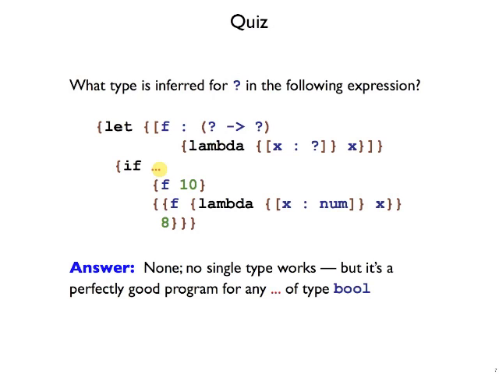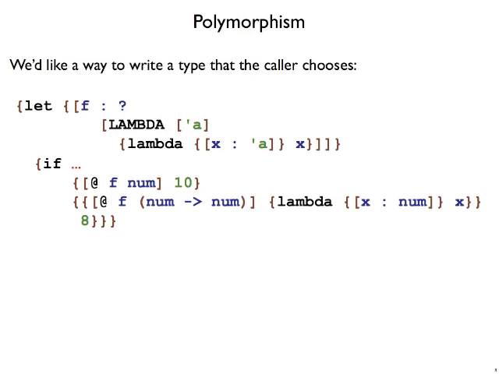So we have an example of a program that runs without raising an error, and in fact looks useful. f could be the identity function, and we're using the identity function on 2 different types, but our type system doesn't currently support it. So we'd like to extend the language somehow so that we can write these things.